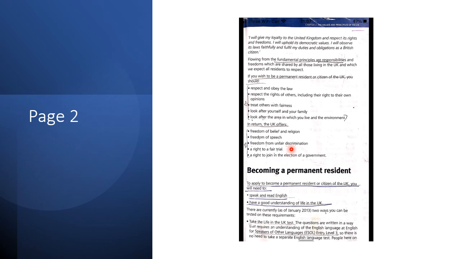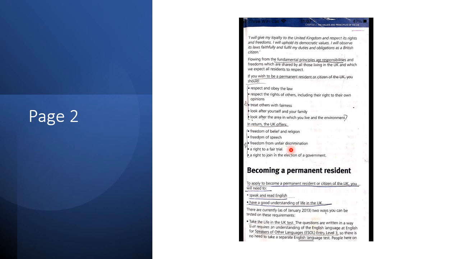A right to a fair trial. Okay, so whether you are from whatever religion, whatever ethnic background, whatever color of skin, if you go into the courts and you have a trial over there, you will be given a fair trial. That is your right to have a fair trial, because if you don't have a right to a fair trial, then that would be unfair discrimination. So you are free from unfair discrimination, which means that you will be treated equally.